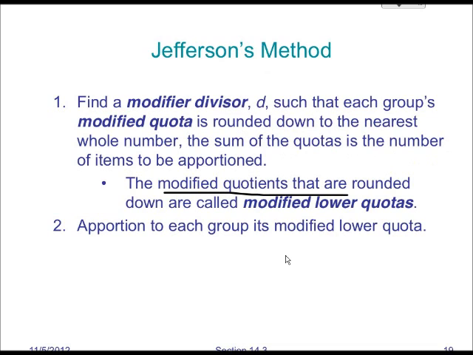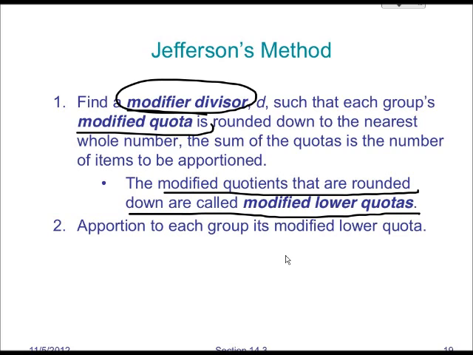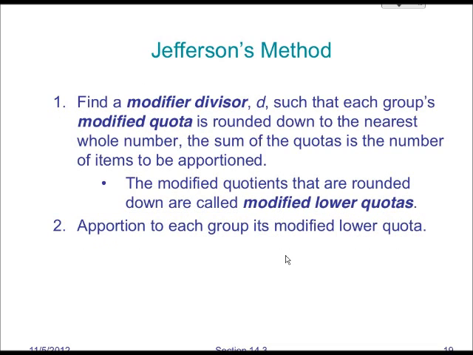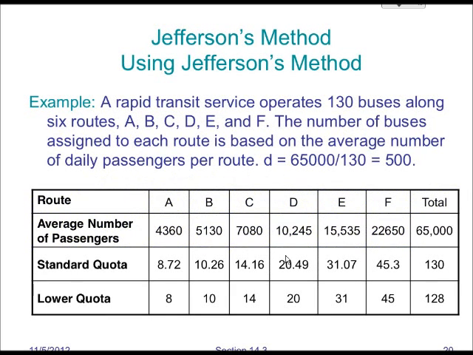Modified quotients that are rounded down are called modified lower quotas. So once we find this modified divisor, find the modified quota, we're going to apportion to each modified lower quota. This will make more sense, hopefully, with an example.